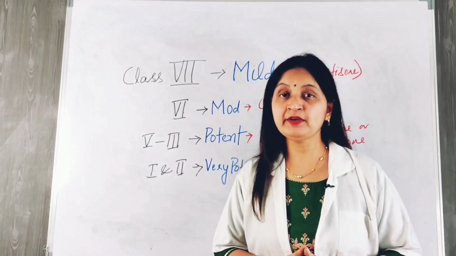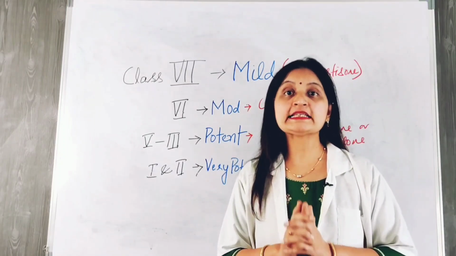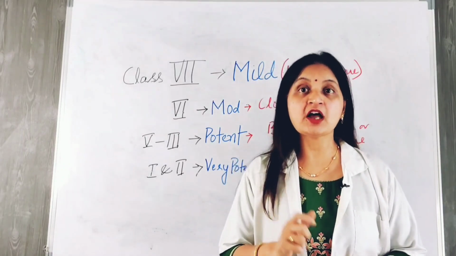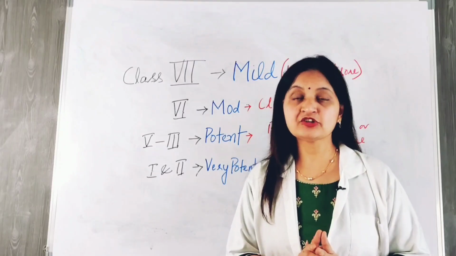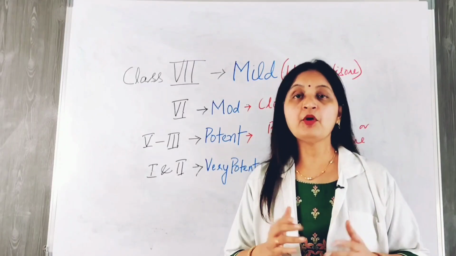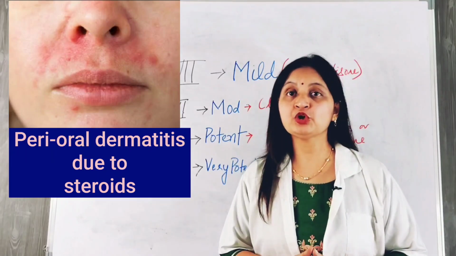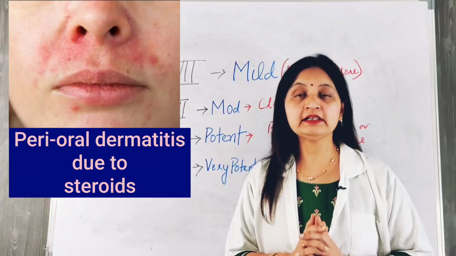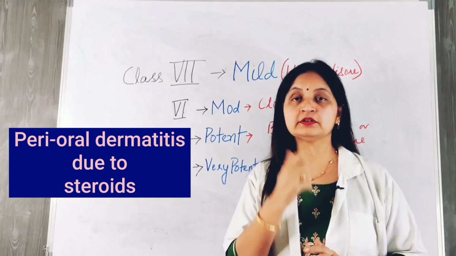Also the site of involvement is very important, because if the site of involvement is the face where the skin is thin, a least potent or a mild steroid such as hydrocortisone is preferred, and in thick skin areas such as palms and soles, a more potent steroid can be used. It is to be noted that inappropriate use of topical steroids on the face can cause perioral dermatitis, a kind of rash which appears around the mouth.